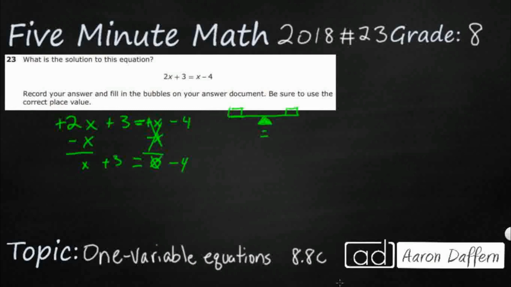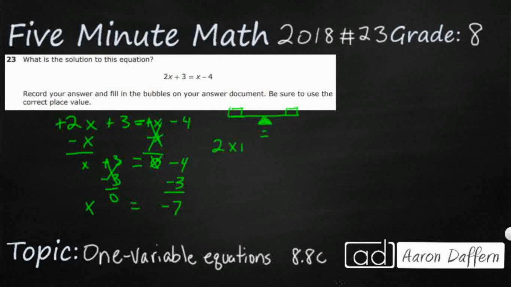So now I need to get rid of my constants here. So I have a plus 3, so I'm going to keep a balanced equation. I'm going to subtract 3 from both sides. So those two cancel each other out. So it looks like I've just got x equals negative 4 minus 3, which is going to make negative 7. So it looks like it's pretty straightforward. x equals negative 7. But since I don't know whether that's actually an answer choice or not, let's just take an extra step to make sure.